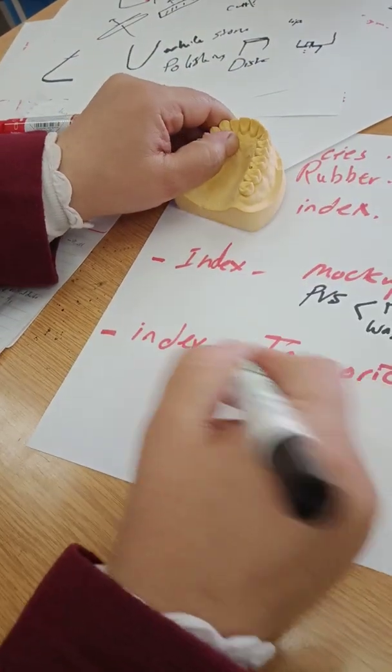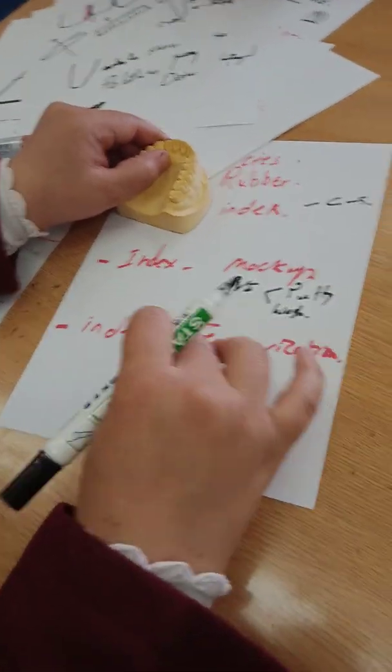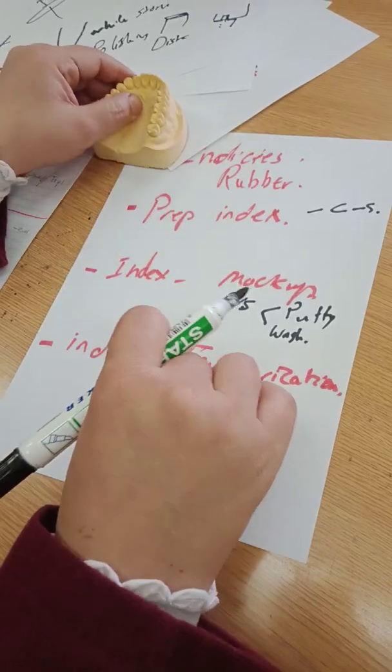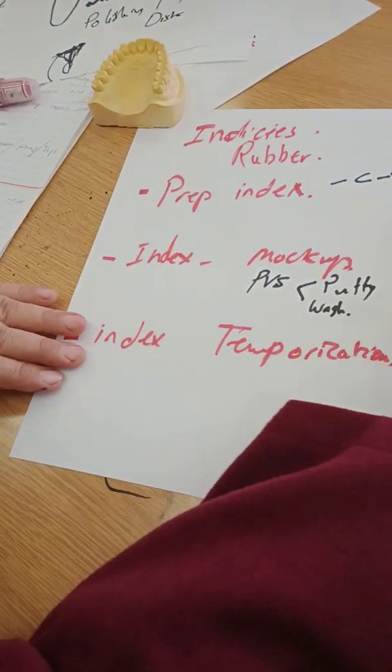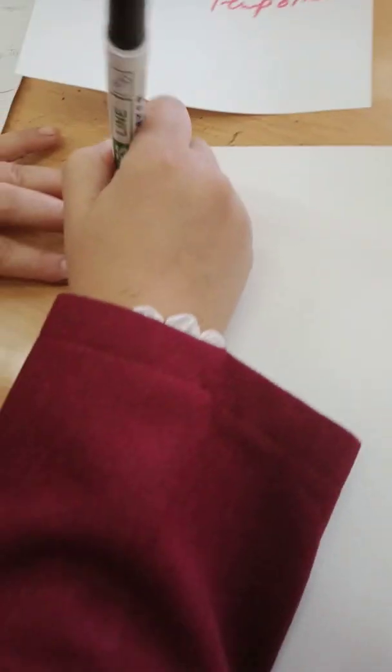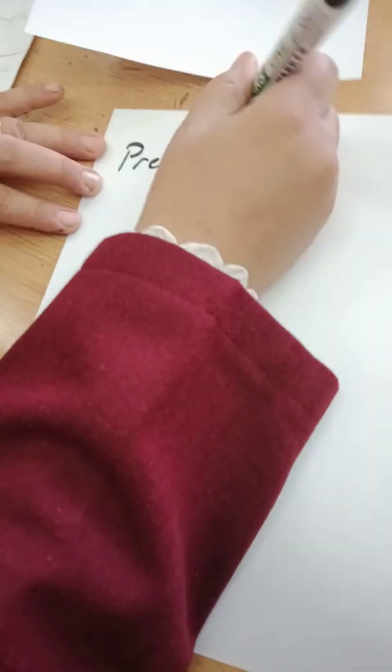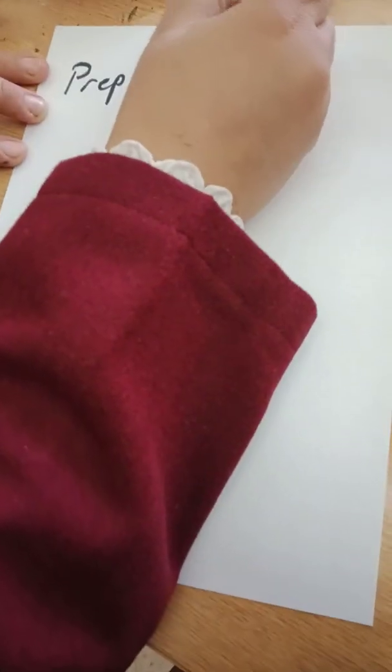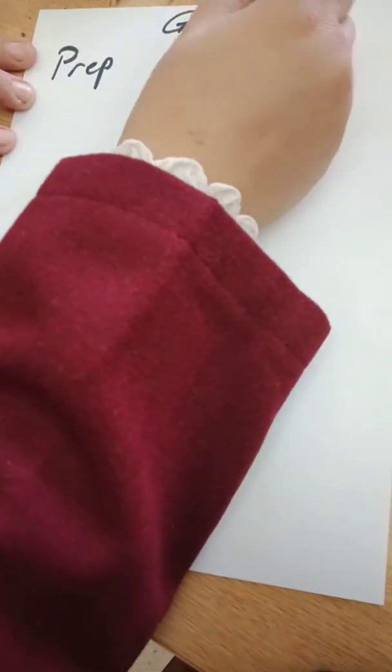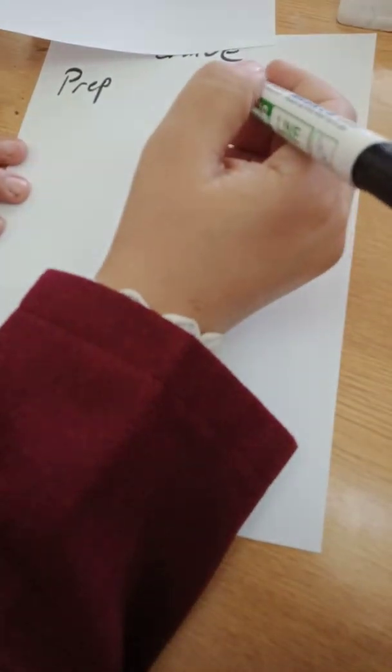And then we have index for temporization. What is this? How do we use this? Let's go first of all for preparation, or they call them preparation guides or preparation indexes. So for prep, this is the first, guide for preps. So how do I create that?